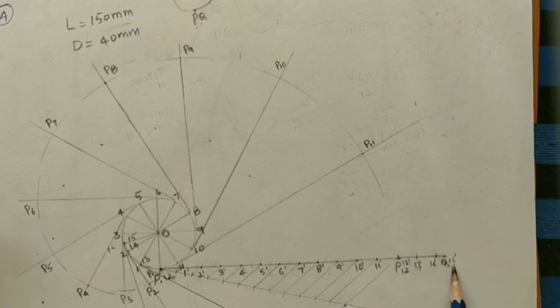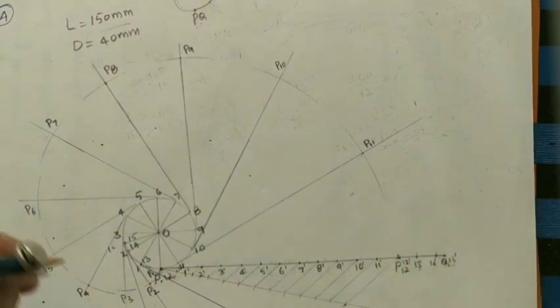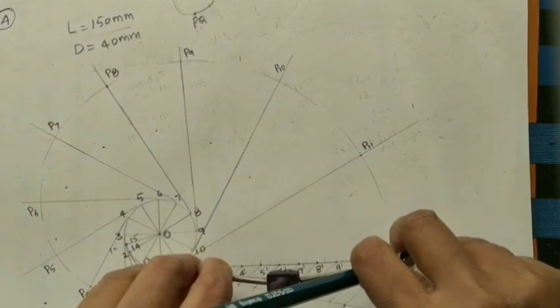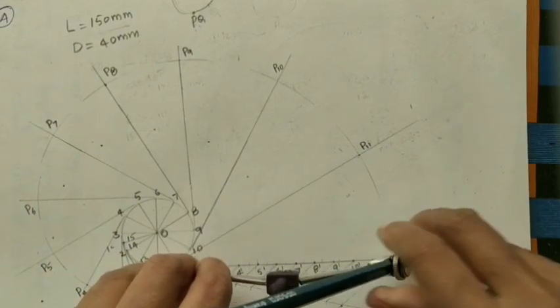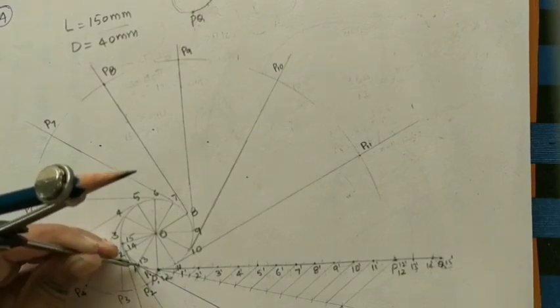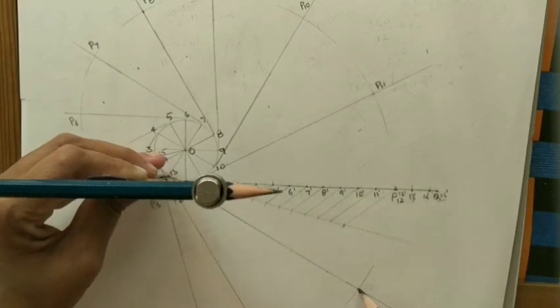What about 13, 14, 15? P13 we have to mark on the 13th tangent. 13th tangent means it is at 1 on this tangent. Take the length P13. Take this P13 length. Mark on the 13th tangent. This is 13th one. It is coming here. Intersection point is P13.